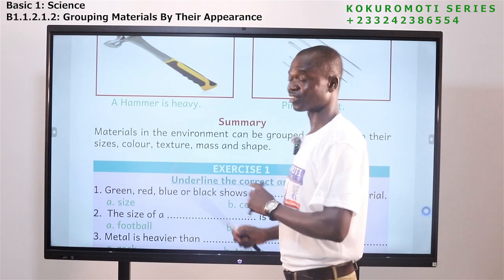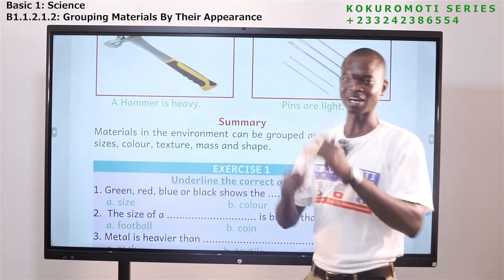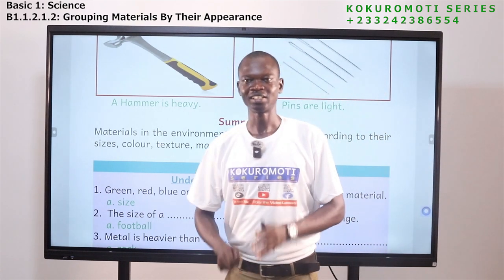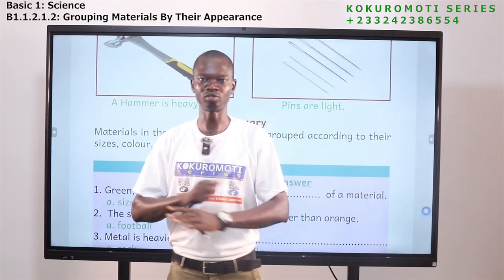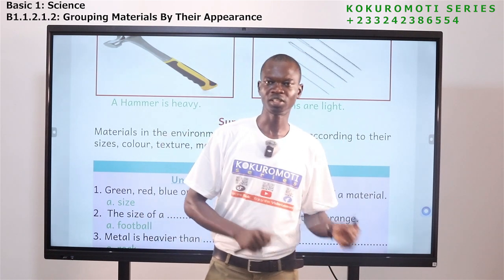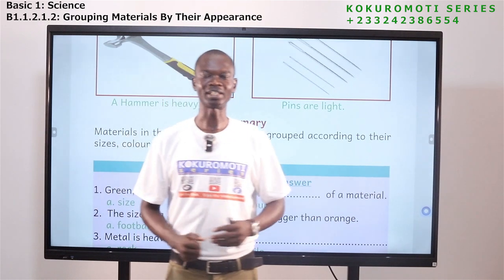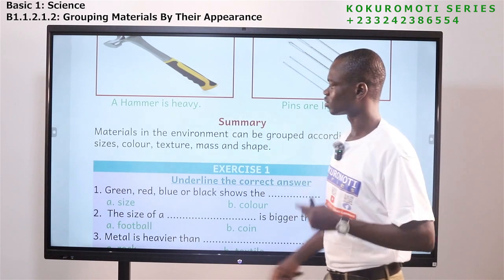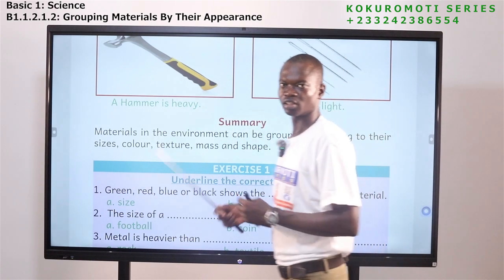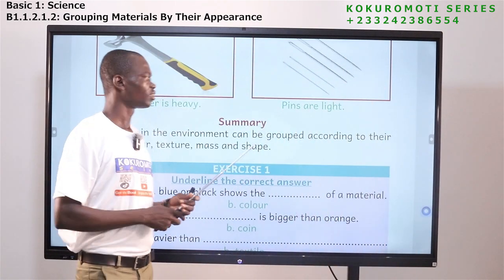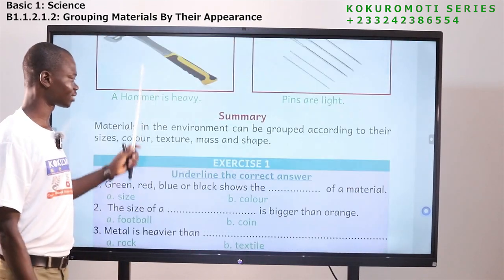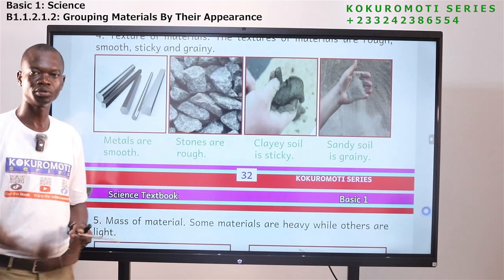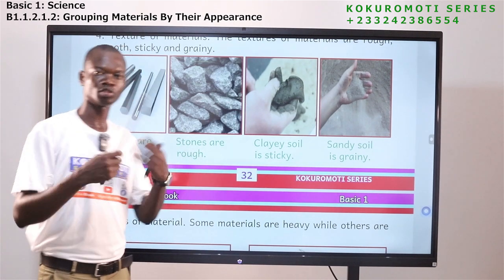Today's lesson is not lengthy, but you should know that we have learned about the appearance of materials. Some materials have shape, others do not have shape. Those that have shape, their shapes could be square, it could be rectangular, it could be round, it could be oval. Do you get it? Okay, we have those that also have colors. Those that have colors, the colors could be red, it could be blue, it could be green, it could be yellow, it could be any other.